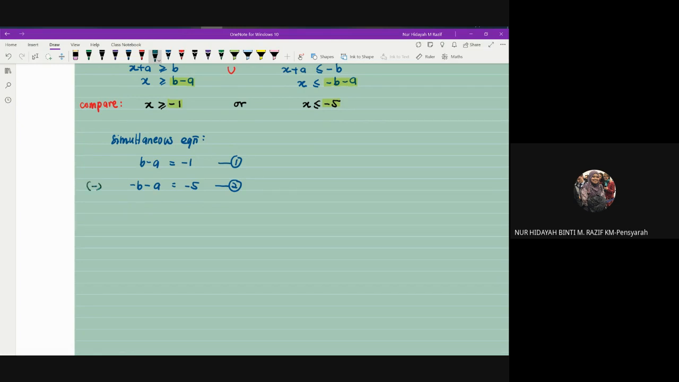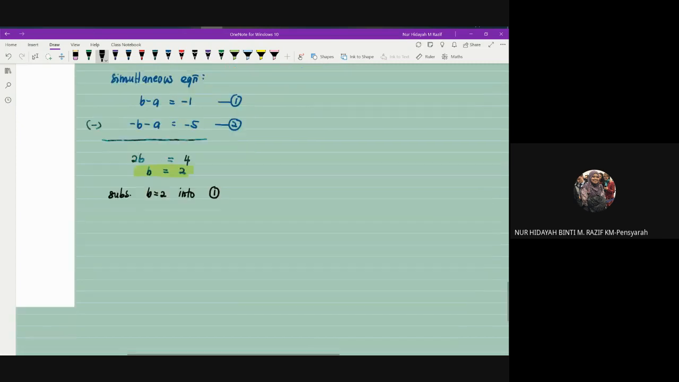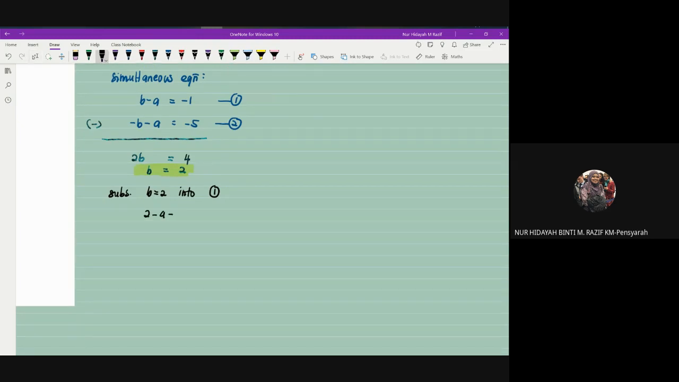1 minus 2, that will give me B minus negative B, which is 2B. Negative A minus negative A, which is negative A plus A, hilang. And then negative 1 plus 5, that one becomes 4. So selesaikan, I get B is equal to 2. Once you get the value for B, can we find A? Jawapannya yes. We are going to find A by substituting B is equal to 2 into any equation, 1 atau 2, I'm going to use 1. So 2 minus A is negative 1, so A is 3.